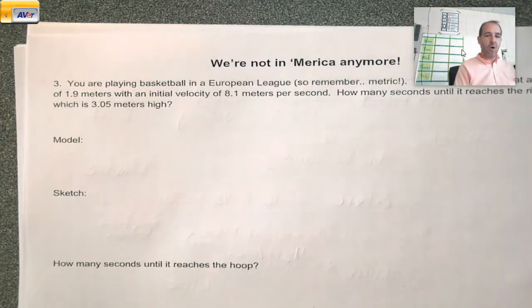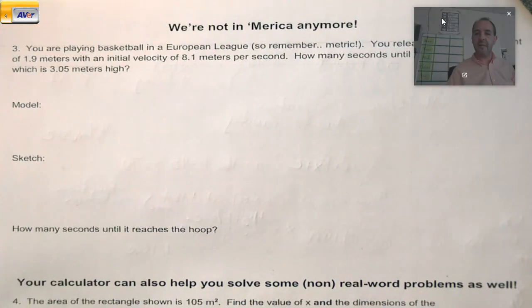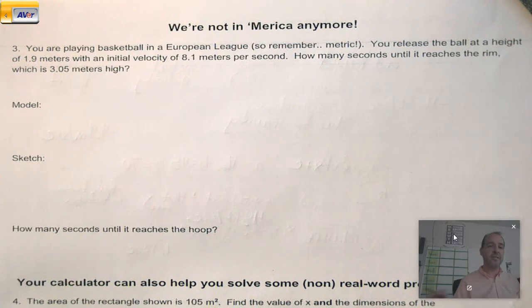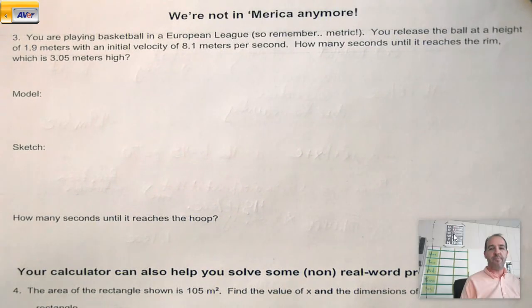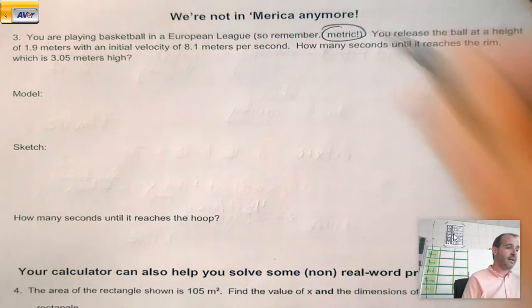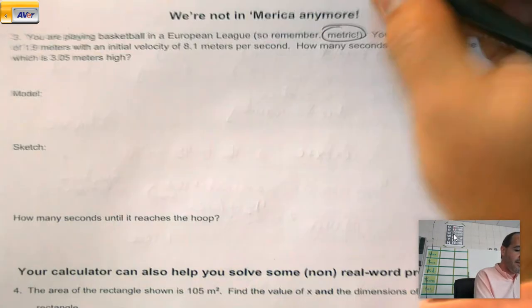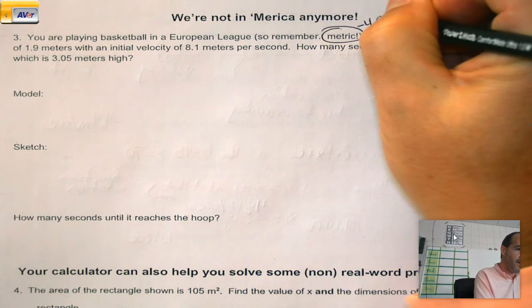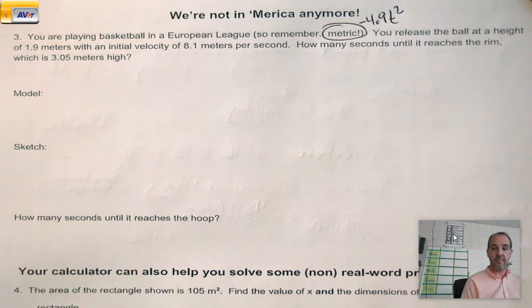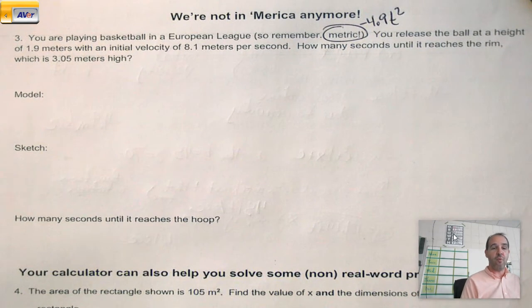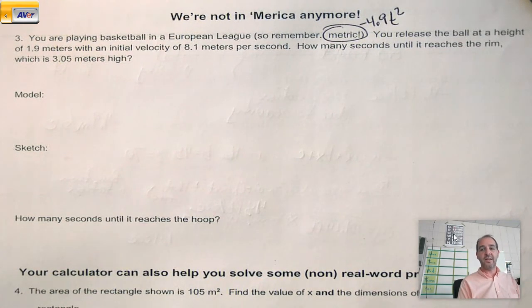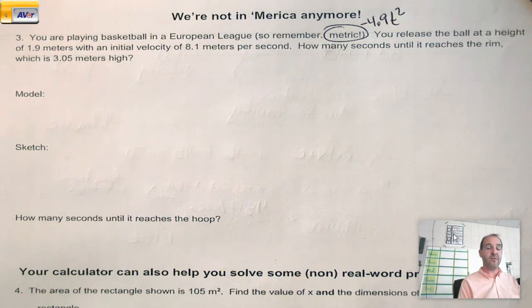What happens, though, if we're working on this stuff and we are not in America anymore? We have to be able to adjust. That's it. So we're playing basketball in the Euro League. So again, metric, okay, the negative 4.9t squared. You release the ball at a height of 1.9 meters, an initial velocity of 8.1 meters per second. How many seconds till it reaches the rim, which is 3.05 meters high?